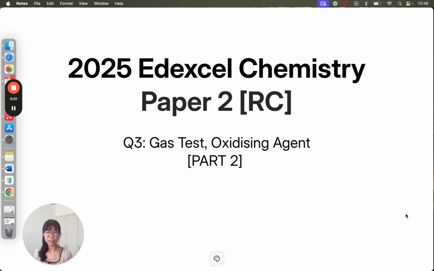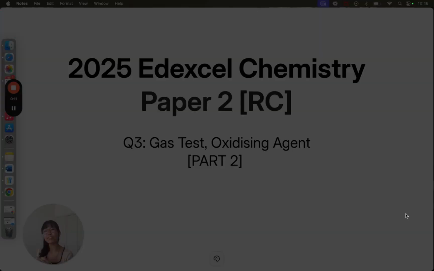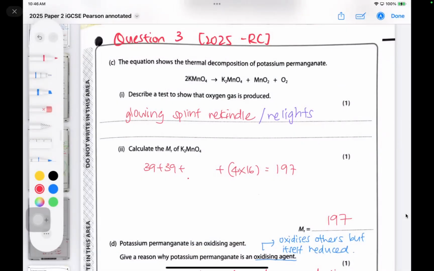We're going to look into question 3 of 2025 paper 2. Again, it is regional center paper, RC paper, so please take note and grab the right one. So we're going to look into the last 3 marks of question 3, and we're going to start off with something really easy. We start off with an equation that is hardly seen in this syllabus, okay?